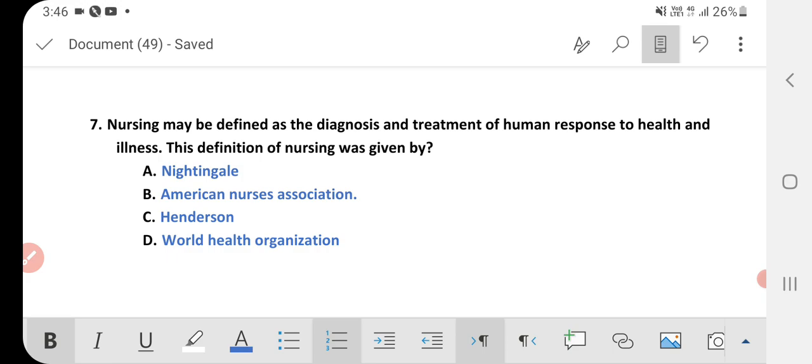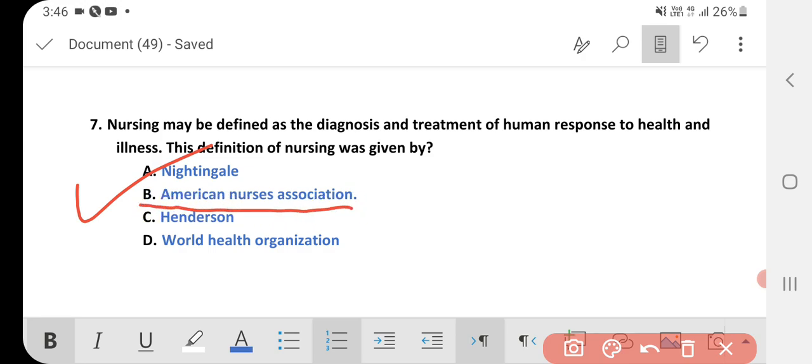Question seventh, nursing may be defined as the diagnosis and treatment of human responses to health and illness. This definition of nursing was given by A, Nightingale; B, American Nurses Association; C, Henderson; D, World Health Organization. So the right answer is American Nurses Association. B is the correct option.